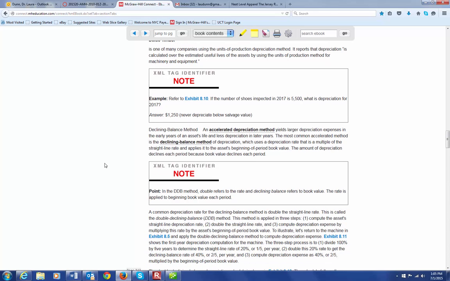Now, the last method that we're going to talk about is what's called the declining balance method, and it is an accelerated depreciation method. It will yield larger depreciation expenses in the early years and less in the later years. And the most common accelerated depreciation method is this declining balance method, even though there are other ones that are used in accounting. So it is based on a multiple of the straight line rate, and it applies to the asset's beginning of period book value.